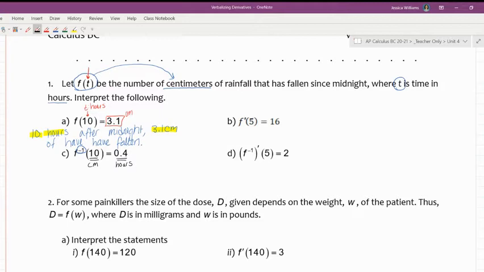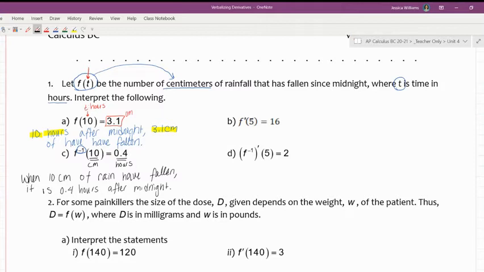So our input is 10 centimeters. So we're going to say when 10 centimeters of rain have fallen, it is 0.4 hours after midnight. Does it make sense? Enough. It makes enough sense. That's all I need, is for it to make enough sense.